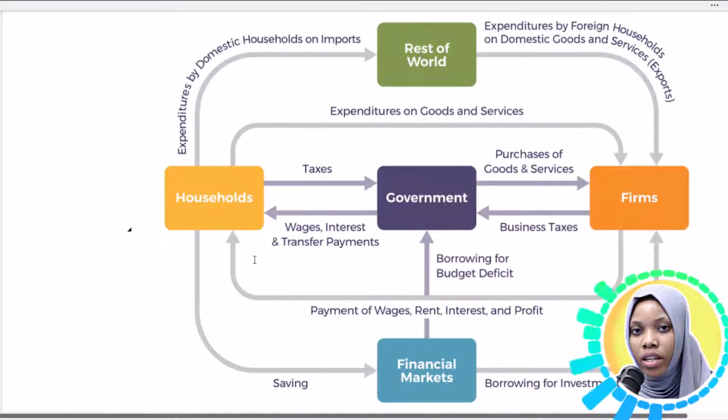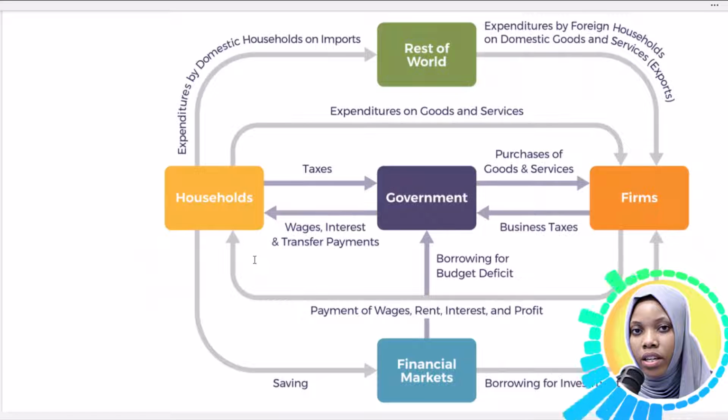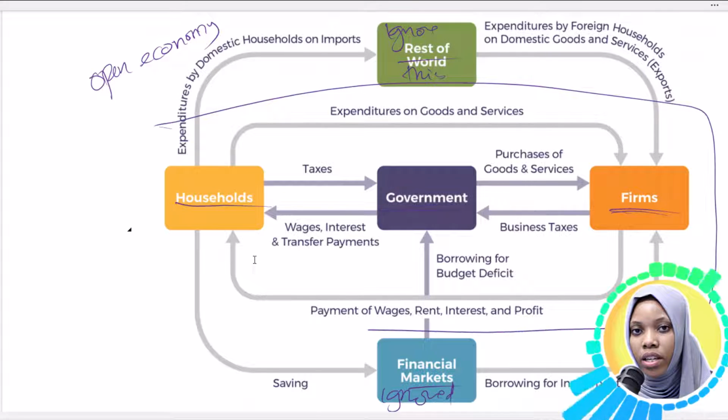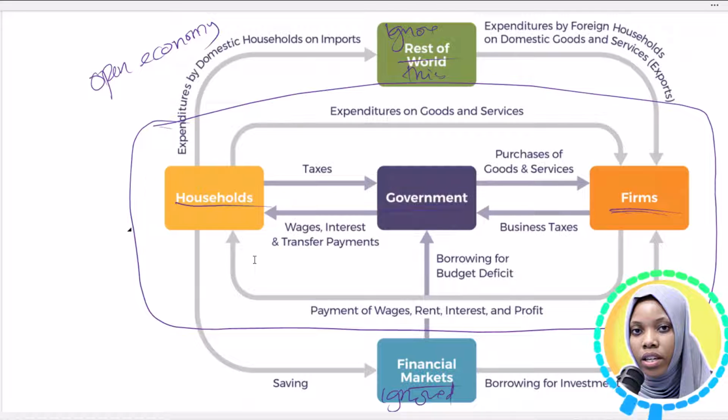And here is the diagram. Ignore the rest of the world. Ignore this. And the financial market should also be ignored. We're just required to talk about the households, the firms, and the government. This is the open economy. The open economy includes the rest of the world and the financial markets. And the closed economy is just this, with the government intervention.